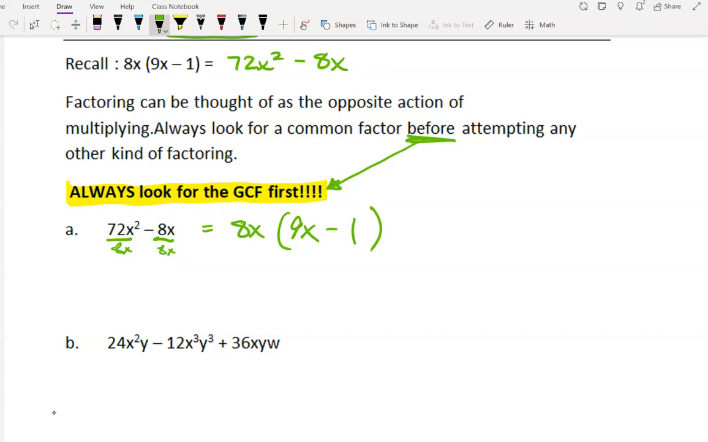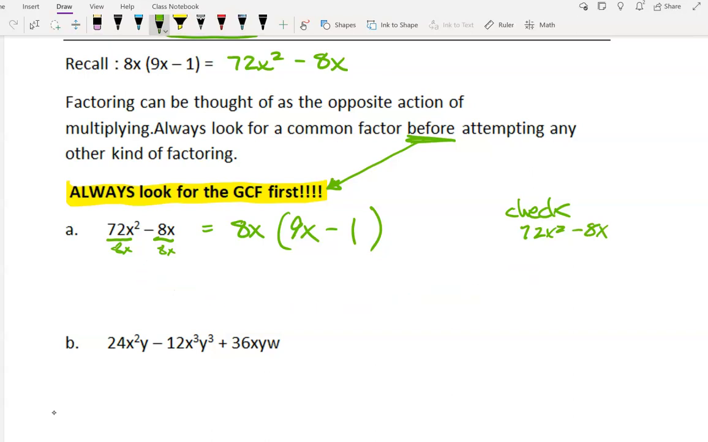This is factoring using the greatest common factor. We've factored out, we've divided out the biggest terms that are in common. All right, and you can always check by multiplying. What's 8x times 9x? That would be 72x squared. What's 8x times negative 1? That would be negative 8x. And you can see that's what we started with.